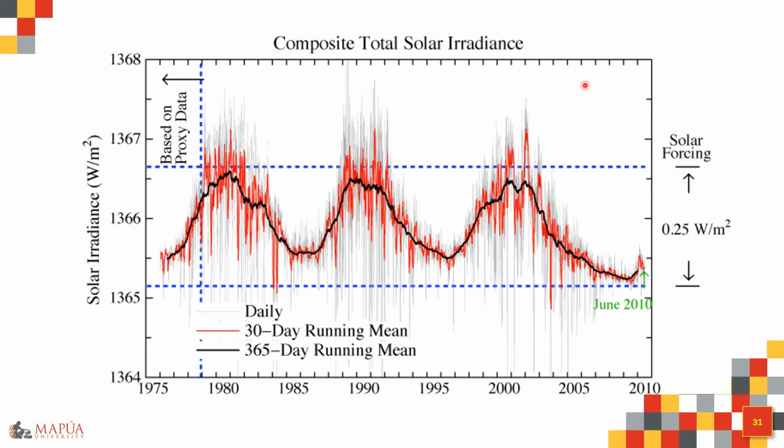So these are the things that we use to quantify solar activity. These are the three main parameters: the relative sunspot number, the solar radio flux F10.7, and solar irradiance. Okay, so these are your parameters to monitor solar activity.